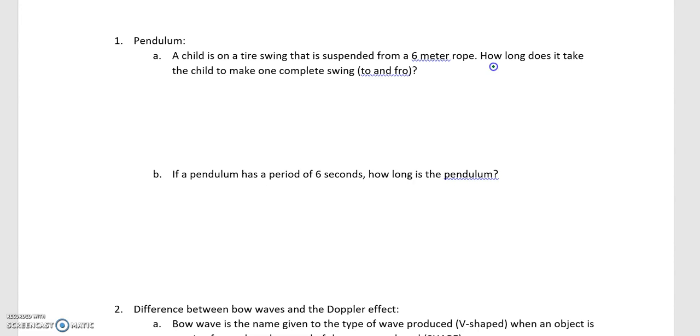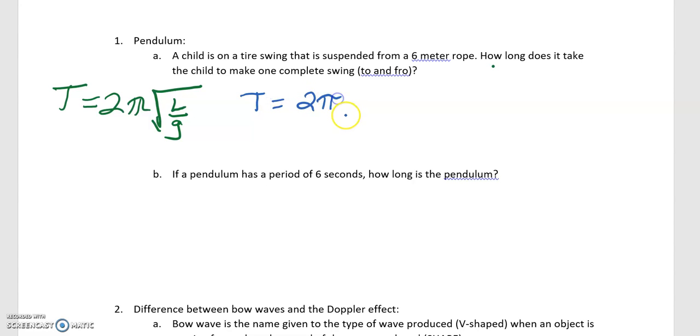is the period. And our formula for a swinging pendulum's period is: the period is equal to 2 pi times the square root of the length of the pendulum divided by whatever the gravity happens to be on whatever planet you're on, I guess. Okay, so we are looking for T. 2 pi, that is a constant.